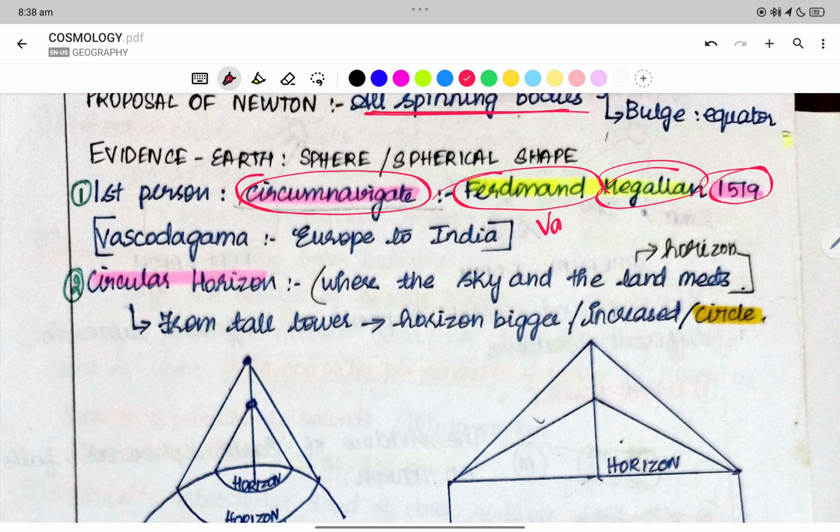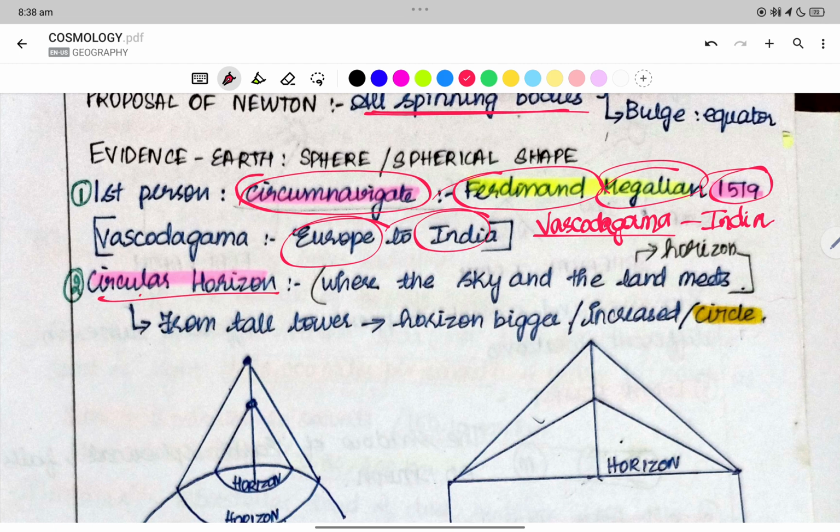So we also know other personalities like Vasco da Gama, right? Vasco da Gama is related to the discovery of India. From Europe to India is Vasco da Gama.